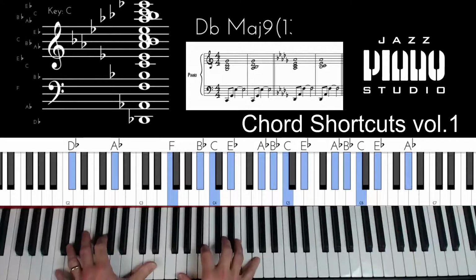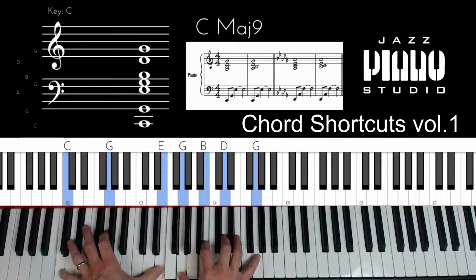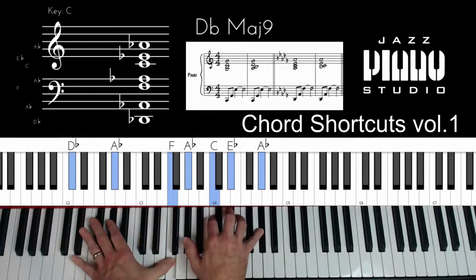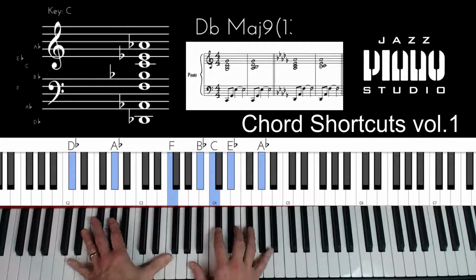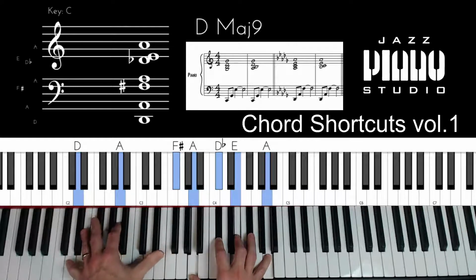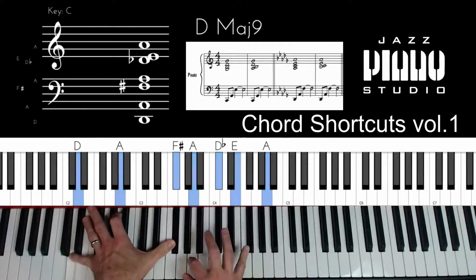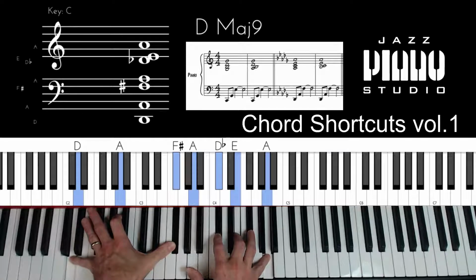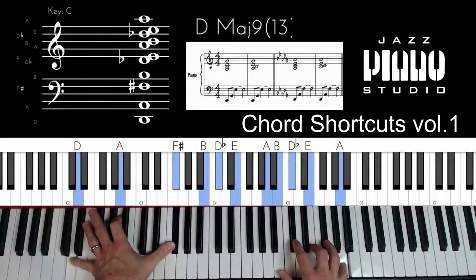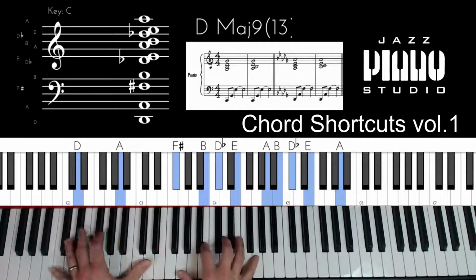Okay, let me go back and review. Example 1. C, D flat. Now let's do D. So you have D, F sharp, and A for the triad. I'm doing D, A, F sharp. And at the top note, I'm doing an A triad. Now I'll go up a whole step. Let me review that.